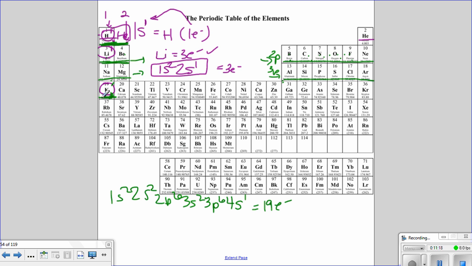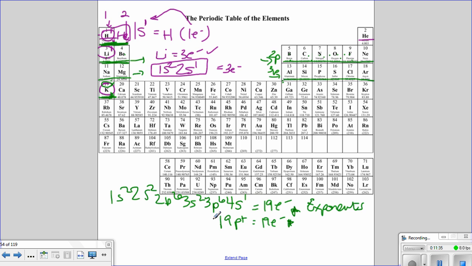19 electrons directly relates to potassium because it's atomic number 19. So it has 19 protons and 19 electrons because it's neutral. So that should be the same as the total number of the exponents of your electron configuration.